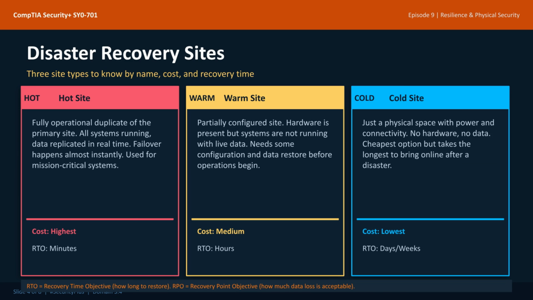Disaster recovery sites vary by cost and recovery time. Hot sites are fully operational for instant failover and highest cost. Warm sites are partially configured, requiring some restoration with medium cost. Cold sites are just empty spaces, the cheapest, but take the longest to bring online.